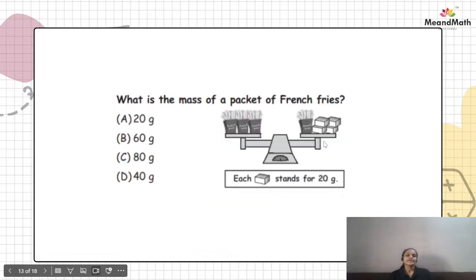Okay? All right. No worries. Let's move on to the next question. And look at this. What is the mass of a packet of French fries?